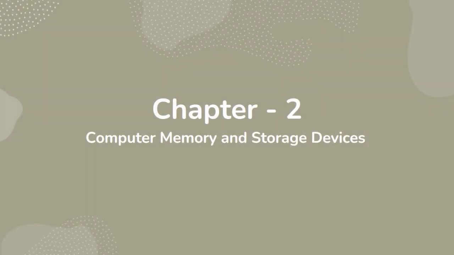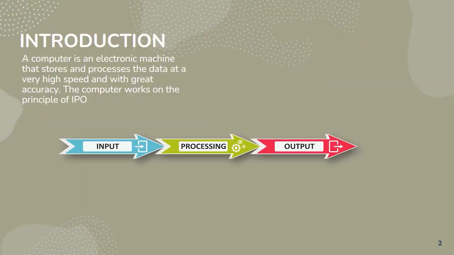Chapter 2: Computer Memory and Storage Devices. Introduction. A computer is an electronic machine that stores and processes the data at a very high speed and with great accuracy. The computer works on the principle of IPO.